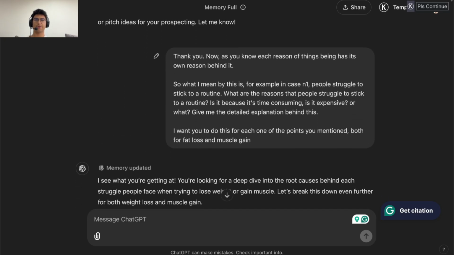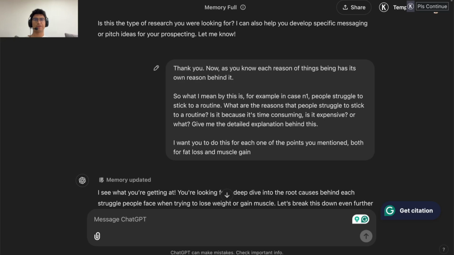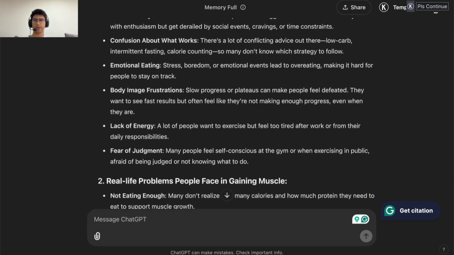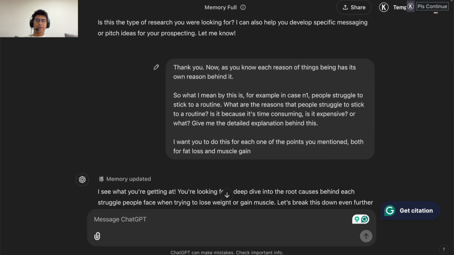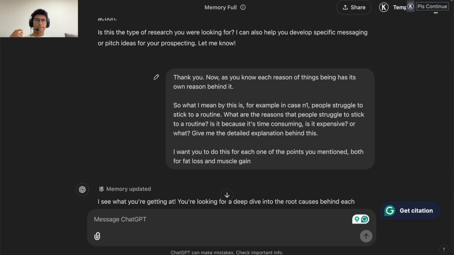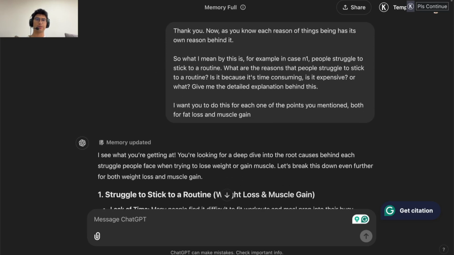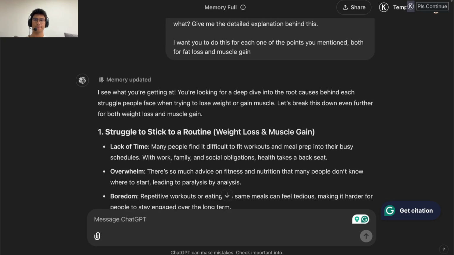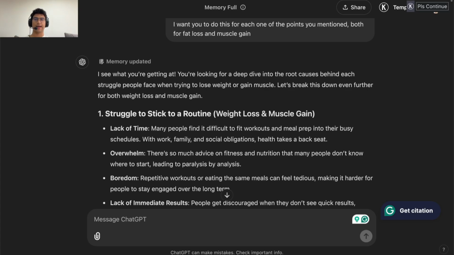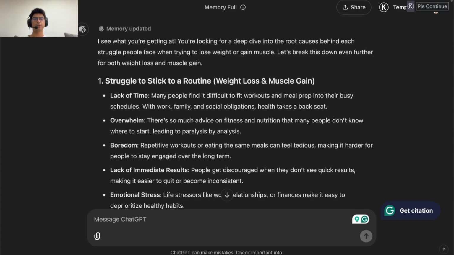So the next prompt is: thank you. Now, as you know, each of these things has its own reason behind it. So what I mean by this is, for example, in case number one, the problems people face in weight loss, people struggle to stick to a routine. What are the reasons that people struggle to stick to a routine? Is it because it's time consuming? Is it expensive? Or what? Give me the detailed explanation behind this. I want you to do this for each one of the points you mentioned, both for fat loss and muscle gain. And now it's like, oh, okay, I see what you're getting at, and then it starts giving you the real reasons behind it.